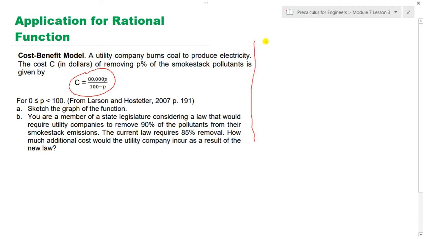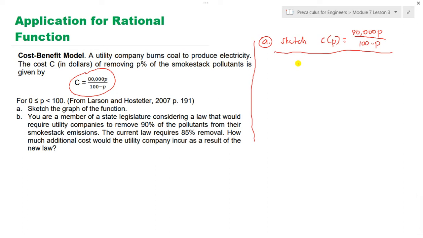So alam na ba natin is letter A. Sketch C of P is equals to 80,000 P all over 100 minus P. Actually, if we are going to sketch this one manually, then we're going to use the characteristic of irrational function. So I hope nagtuon na mo or nakita na mo sa video for module 7 lesson 2 kay ako gi-include ganito on how to graph kanang rational functions.